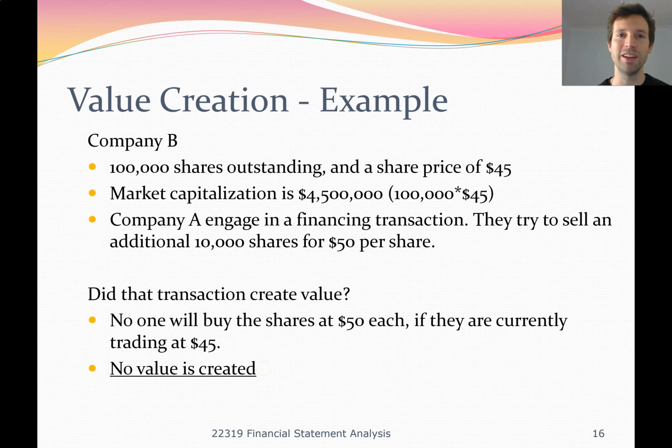To create value by selling your own shares, you'd have to sell the shares at higher than market price. So the company decides to try that out. They've still got the same amount of 100,000 shares outstanding at a share price of $45 each.